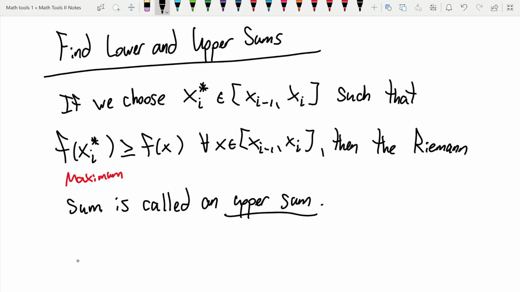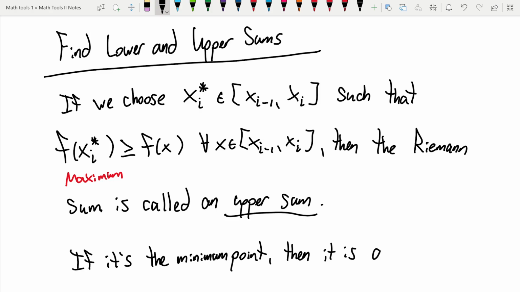And then, of course, naturally, we can just change this definition around. So if it's the minimum point, then it is a lower sum.